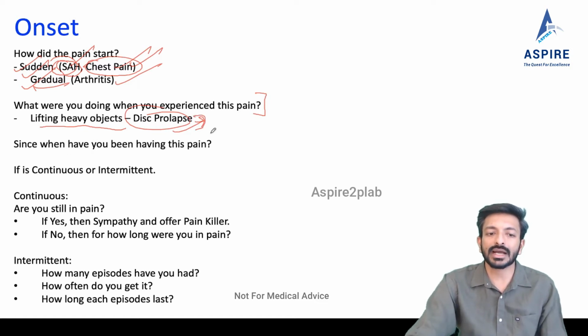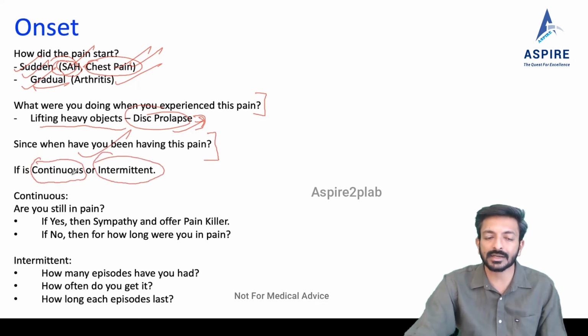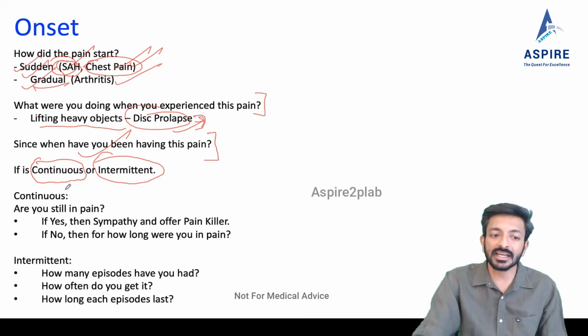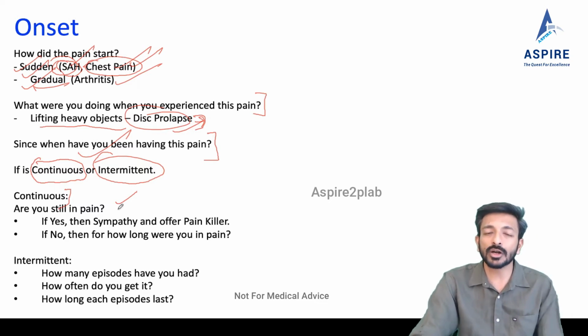Since when you are having this pain, that's very important. Ask about the pain at onset, like, is it continuous pain or is it intermittent pain? If the patient is saying it is continuous, ask, are you still in pain? If the patient says yes, doctor, ask, are you comfortable to talk? If not, you can offer painkillers as well. See if you can give painkillers in that particular scenario or not.